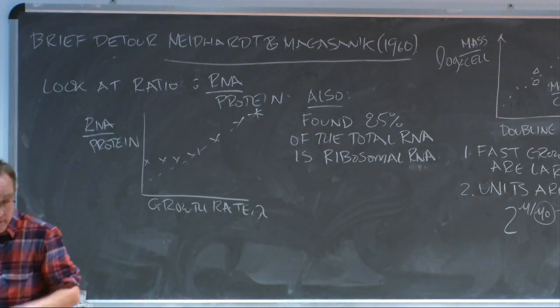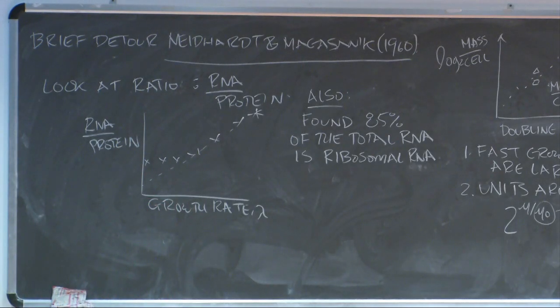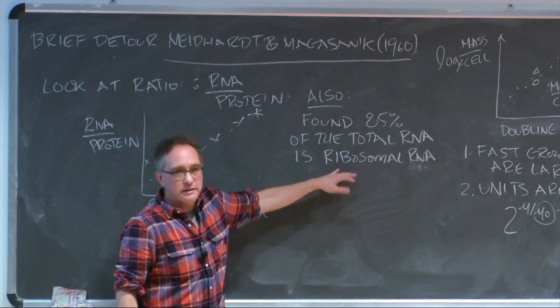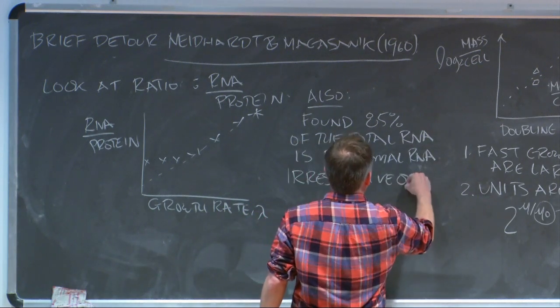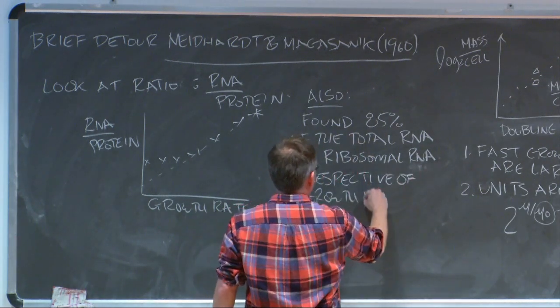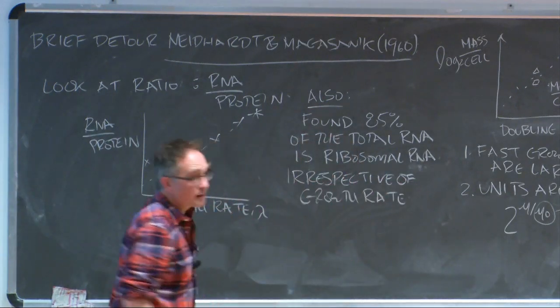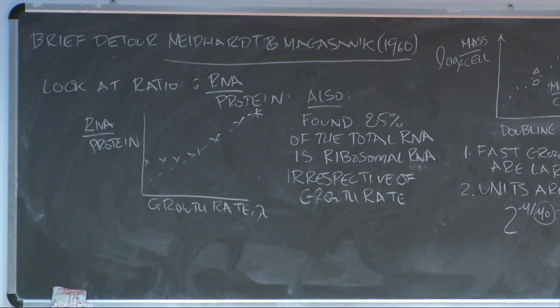They didn't know what ribosomes were for another 10 years, but they noticed that some of the RNA, when you extracted it from the cell, always came with a bunch of proteins strapped onto it. So there was RNA that came out, and then there were these RNA-protein bundles that they called ribosomes. And 85% of the total RNA was in these bundles, irrespective of growth rate. And their conclusion was that these ribosomes catalyze the synthesis of protein.